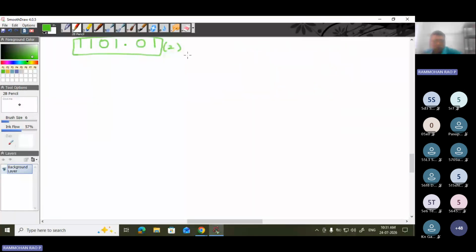What do you mean by normalization? Normalization means 1.xxx. I want the number in this format. So where is the dot? The dot is somewhere after 4 digits. I want the dot to come here. So what I will do, I'll write like this: 1.10101. I have moved the dot from its current position to the left side 3 times.